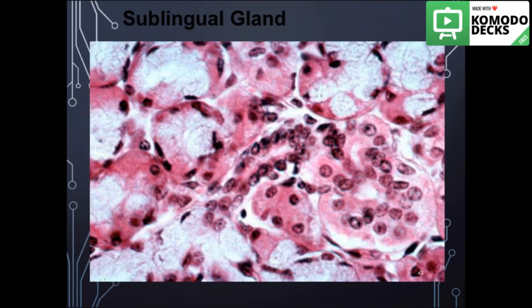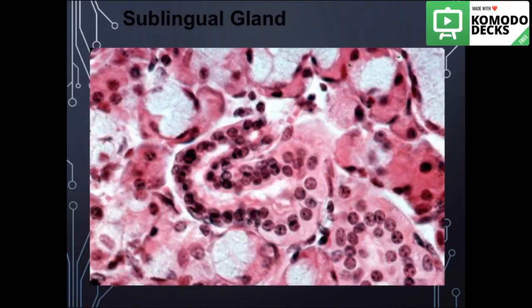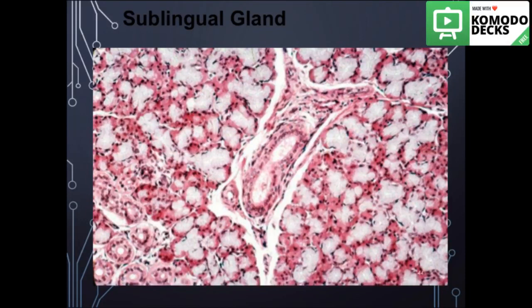A magnified view of the intercalated duct and multiple striated ducts. Striated duct. Here we see the collecting duct of the sublingual gland, larger in diameter with a connective tissue adventitia.